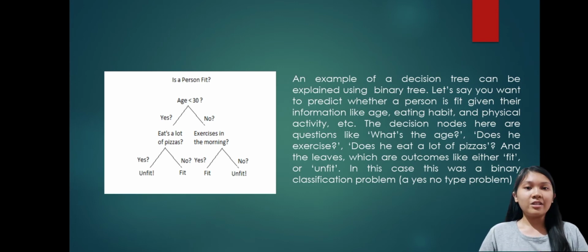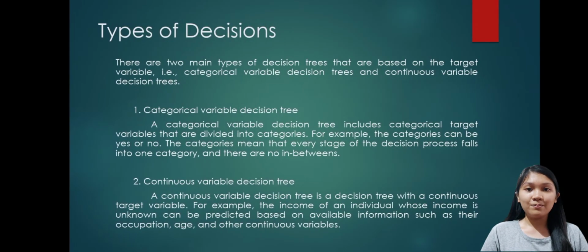An example of a decision tree can be explained using a binary tree. Let's say you want to predict whether a person is fit given their information like age, eating habits, and physical activity. The decision nodes here are questions like what's the age, does he exercise, does he eat a lot of pizzas, and the leaves, which are outcomes, are either fit or unfit. In this case, this was a binary classification problem, or a yes-no type problem.